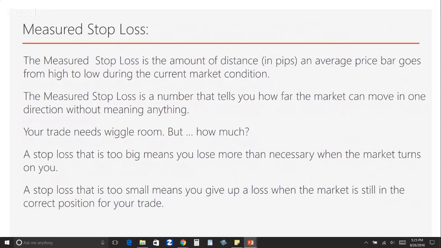So now we're going to do the same thing to figure out our measured stop loss. Okay, same exact thing. The measured stop loss is a number. It's the amount of distance in pips of an average price bar that it goes from high to low during the current market condition. Same exact measurement. The measured stop loss is a number that tells you how far the market can move in one direction without meaning anything.